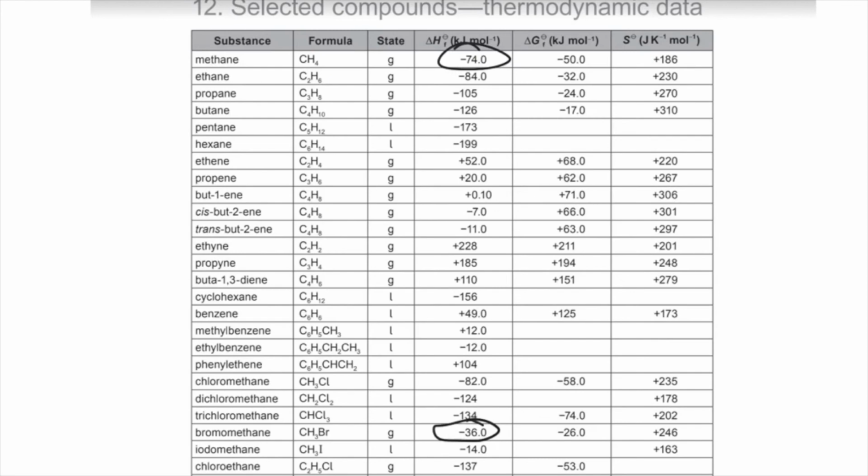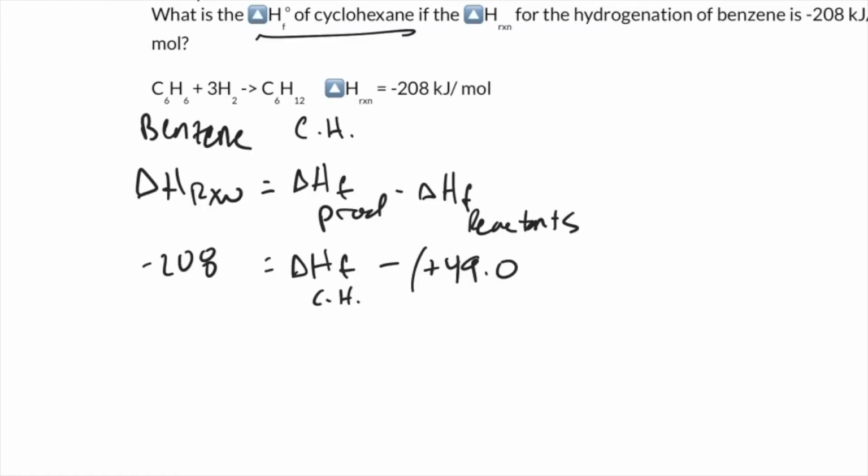And then my heat of formation for the reactants, I need to look up benzene. Let's go back here. We'll find benzene. Benzene is positive 49.0. And then if we add in hydrogen, but hydrogen is 0 automatically because hydrogen is an element. So now we can just do a little bit of math and figure out what the heat of formation is going to be. So I'm going to add 49 to both sides. And we do the math.